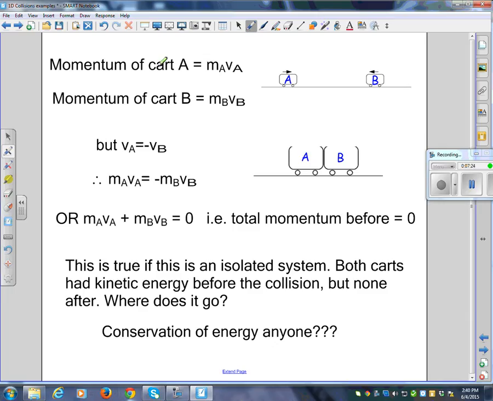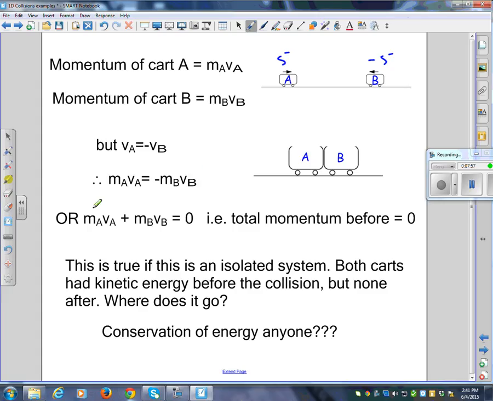Momentum of cart A, right here. Do you have it labeled or no? Yeah. Excellent. Momentum of cart A is MAVA. Here's that subscript thing that I told you about at the start. Momentum of cart B is MBVB. But the velocity of A is actually negative velocity B. Right? Because if this one is 5, this one is minus 5, or the other way around if you want. So therefore MAVA is equal to minus MBVB.